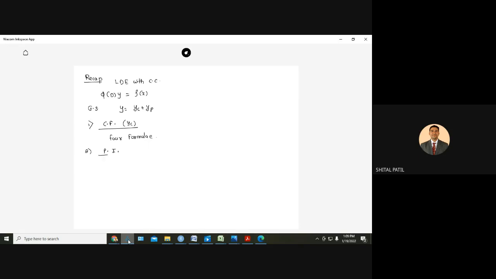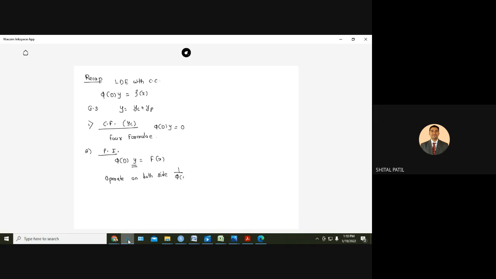Again, hope you remember while finding the complementary function, we considered phi of D y, the right hand side, as equal to 0. Okay, now see what I'm doing. So again, let me start with phi of D y equal to f of x. Our aim is to find y. So I'll operate on both sides.